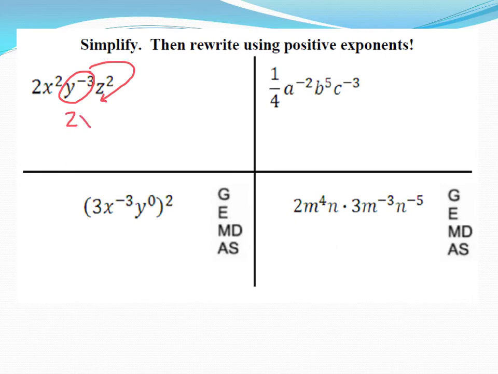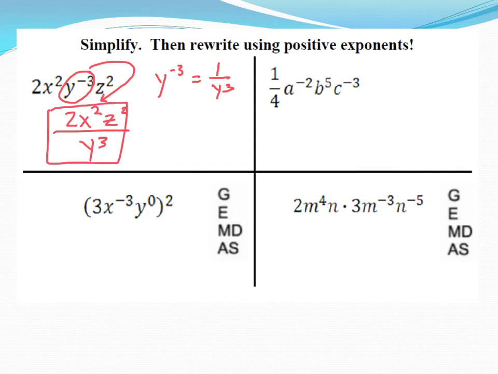So I have 2x squared, z squared. I'm going to leave those on top because they're all positive exponents. And then I'm going to take y to the third and bring it below. Okay? Again, because y to the negative third is the same thing as saying 1 over y to the third. So again, all I did was put it in the denominator. This right here is simplified. I can't simplify the x's and the y's together or the z's and the y's together because they're different variables.